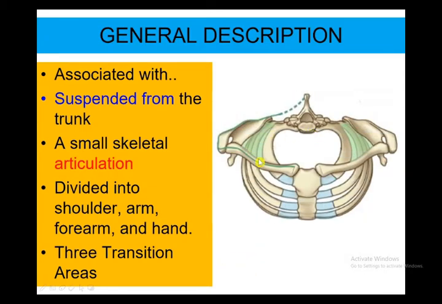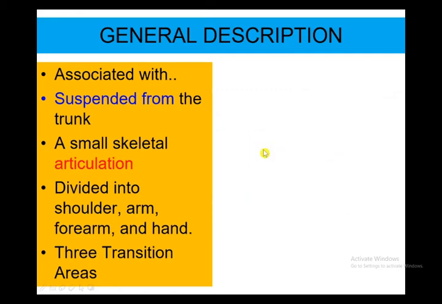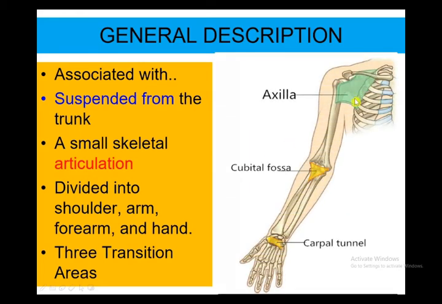Here we can see the green region is representing the first transition area of the upper limb. We call that axilla. Let's see from the anterior view. The second transition area, cubital fossa. The third transition area, carpal tunnel.